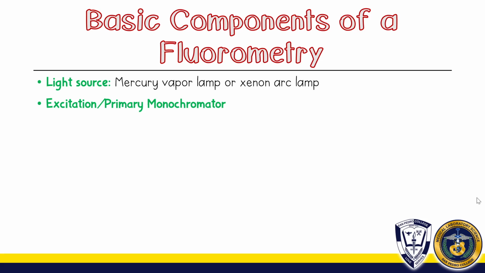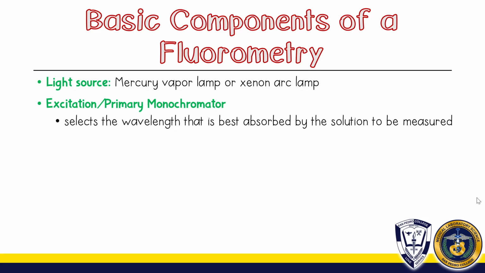What your monochromator does is, from a wide range of colors, it narrows down and selects an individual color or wavelength. This was discussed to you during your spectrophotometry discussion. So, the primary monochromator here in your fluorometry, otherwise known as your excitation monochromator, selects the wavelength that is best absorbed by the solution to be measured. So that is its purpose.